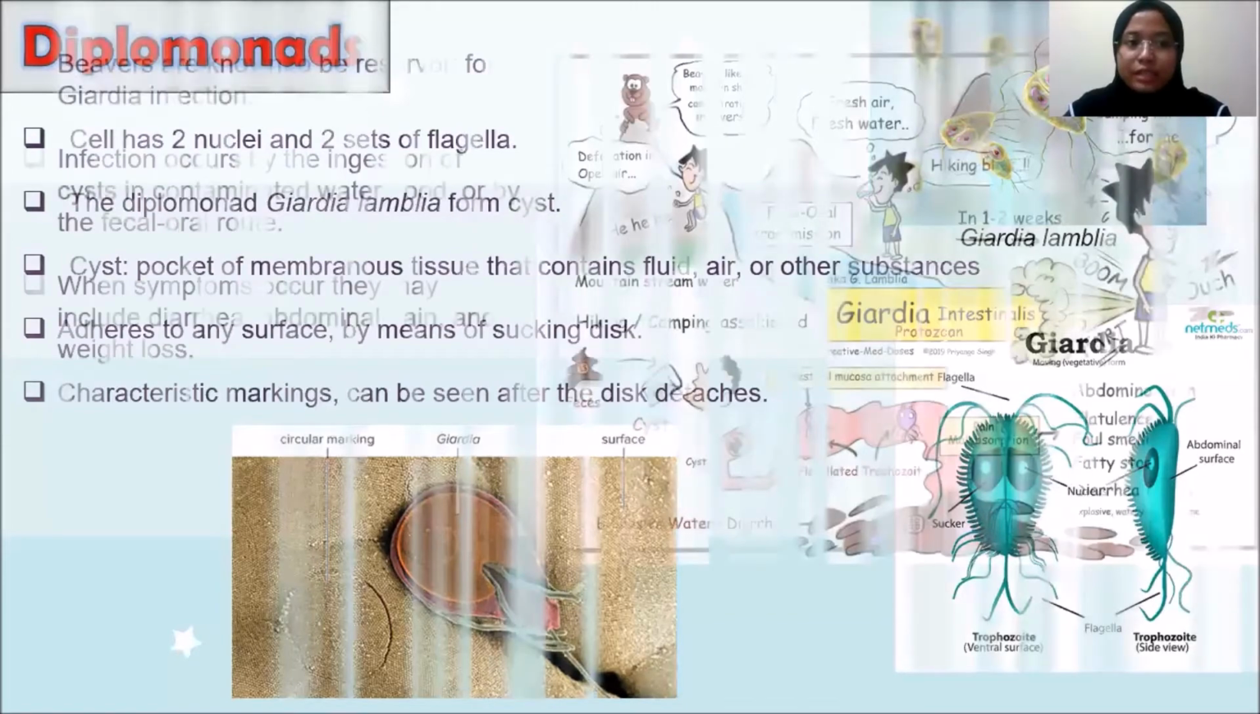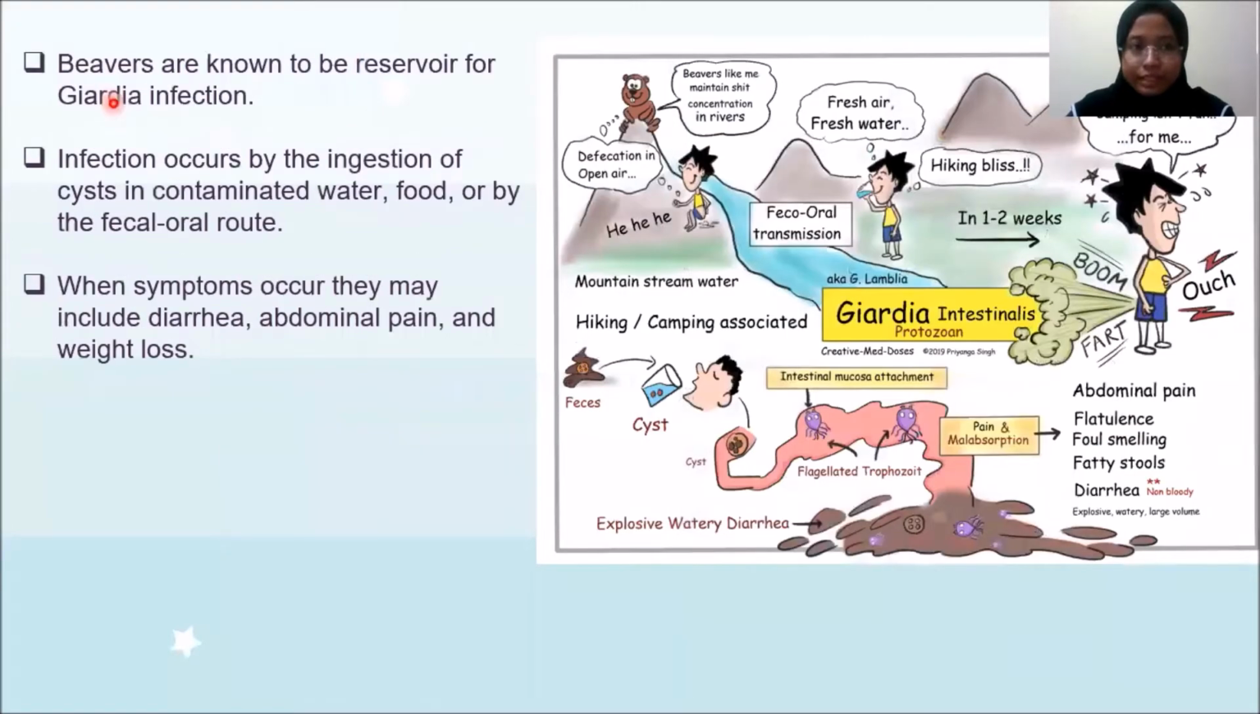Beavers are known to be a reservoir for Giardia infection. Infection occurs by the ingestion of cysts in contaminated water, food, or by the fecal-oral route. So this figure is an example of the fecal-oral route. Fecal-oral route is a route of transmission of a disease where pathogens in fecal particles pass from one person to the mouth of another person, and it is mainly caused by poor hygiene practice.